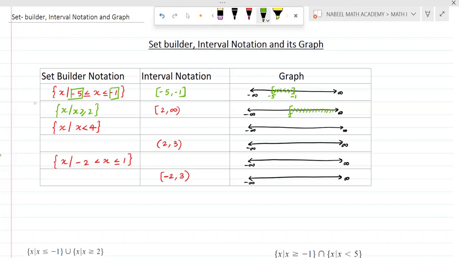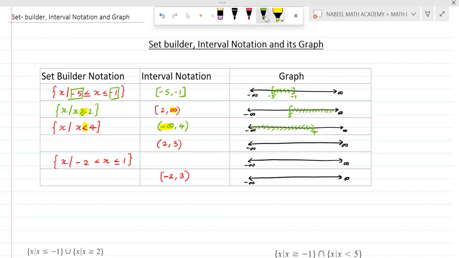Similarly, if you get the negative side, you will have less than. See here, it is less than 4. Let us draw the graph of this one. This is 4, and it is open and going left up to minus infinity. Therefore the interval notation is minus infinity comma 4, open. Whenever you have more than, it is plus infinity. Whenever it is less than, it is minus infinity.